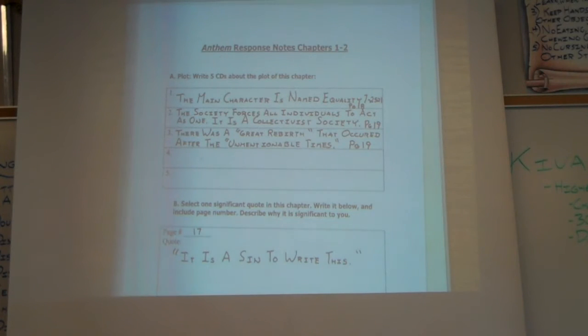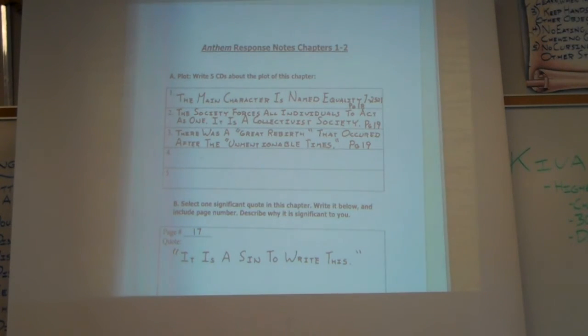The second concrete detail there, the society forces all individuals to act as one. It's a collectivist society, with the page number being 19. Again, I took parts of the text and put them into my own words so I would be able to come back to them and know exactly what it is I was writing about.